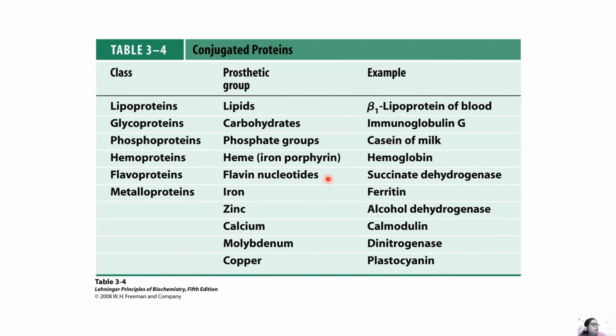There are conjugated proteins as well, proteins that are conjugated with some other component. For example, in lipoproteins, lipids are the prosthetic group. For glycoproteins, the conjugate prosthetic group is carbohydrate. For phosphoproteins, it is phosphate groups. For hemoproteins, it's heme. For flavoproteins, it's flavin nucleotides. For metalloproteins, you have different types of metals: iron, zinc, calcium, molybdenum, copper, which act as prosthetic groups.